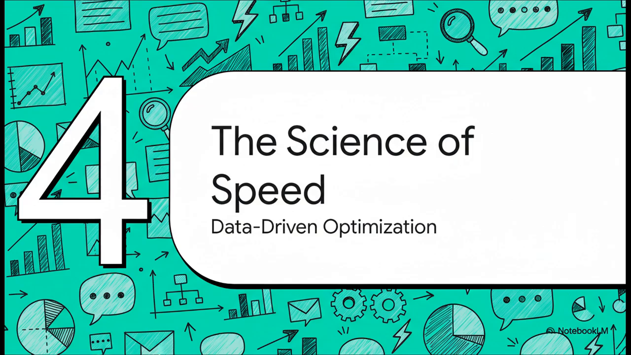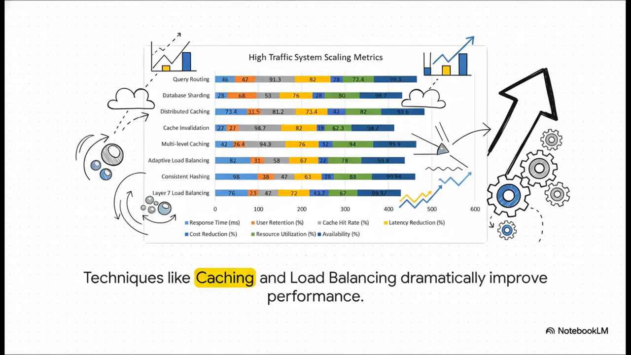Well, this isn't guesswork, it's a science. We can use data-driven techniques to measure and optimize every single part of the system. Take a look at this chart. It shows the incredible impact of smart system design. Things like caching, which is kind of like creating a super fast temporary memory for data you use all the time, and load balancing, which is like a traffic cop that makes sure no single server gets overwhelmed. Look at those metrics. We are seeing huge drops in response time and massive jumps in user retention. This is literally how systems handle millions of users without just falling over.